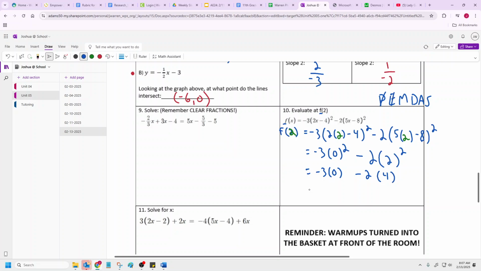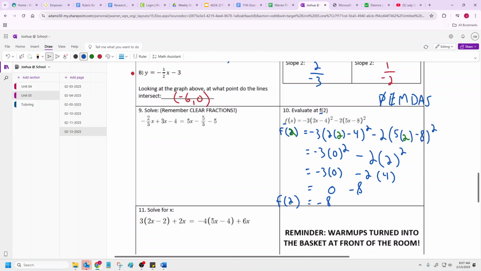Do we have multiplication? Yes, we do. Negative 3 times 0 is 0. And then negative 2 times 4 is negative 8. So what do we end up getting? 0 minus 8 is negative 8. So the answer comes out like this.